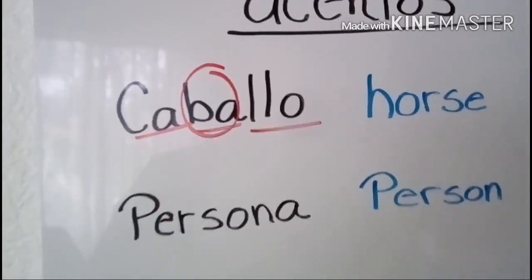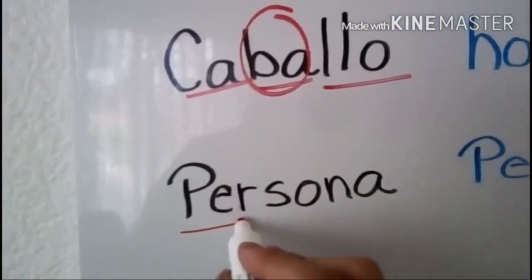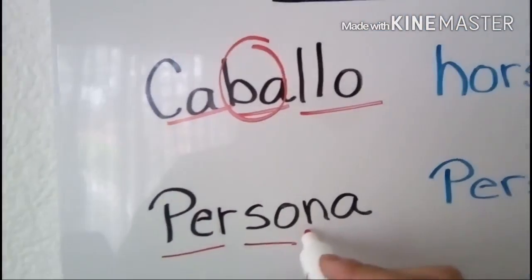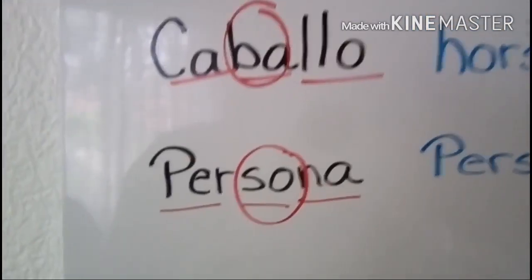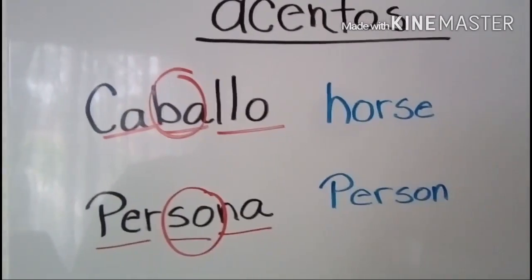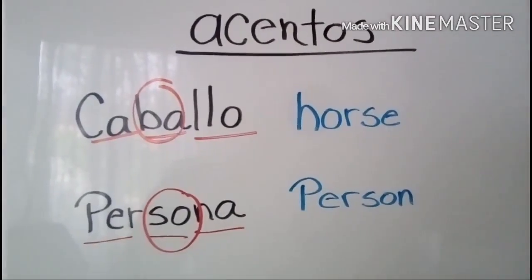For example, person in Spanish is persona. So we have three syllables, and again, the stress is here in the second syllable. So that's what we are going to talk about: the stressed syllables and the accents.